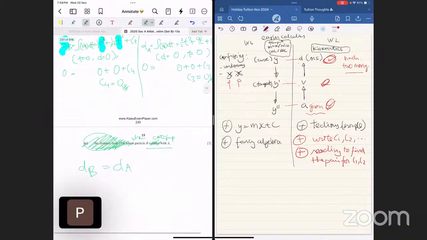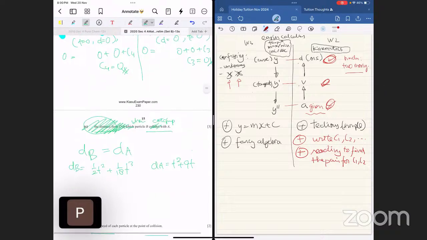Now I'm going to write down here. Distance B is half t squared plus 1 over 18 t cubed, right? Now your distance A will be t squared plus 9t, and I think that's it. Now, to convince you that all this makes sense, I'm going to go to Desmos.